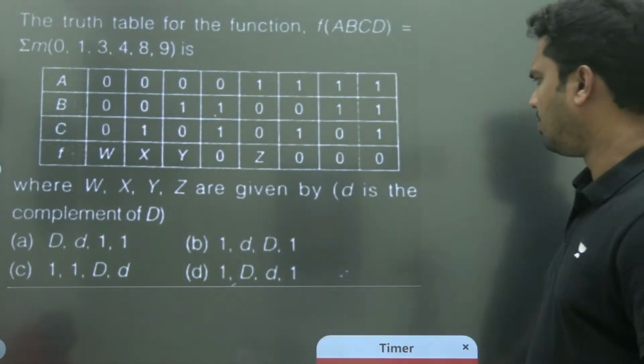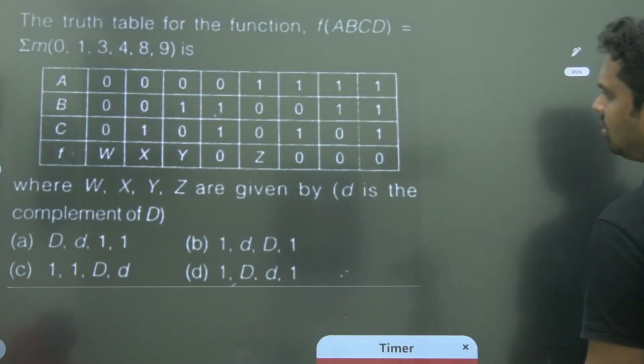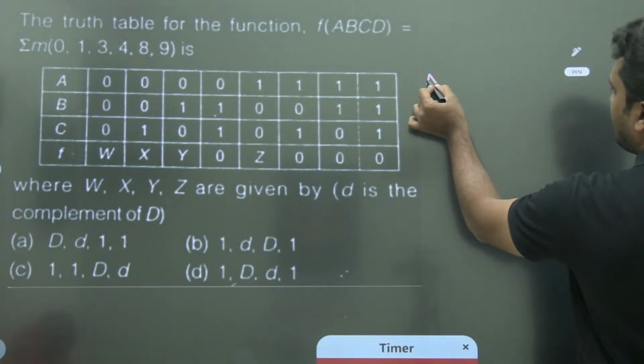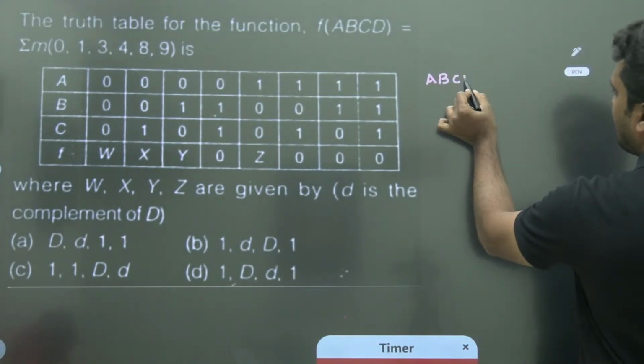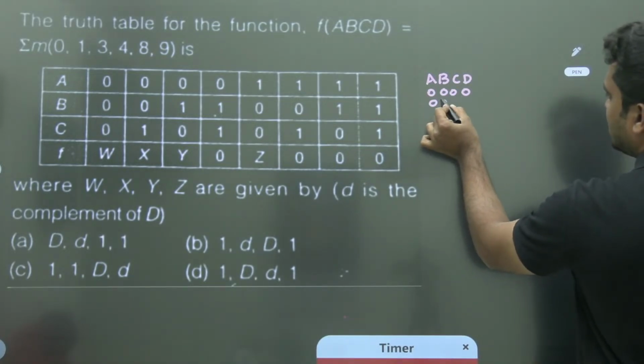Little complex. Complex means logical equation. You have a function f of a, b, c, d now. So they will be all zeros to all ones.